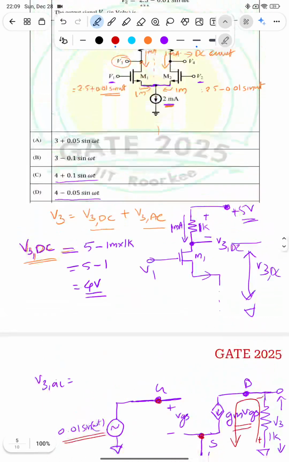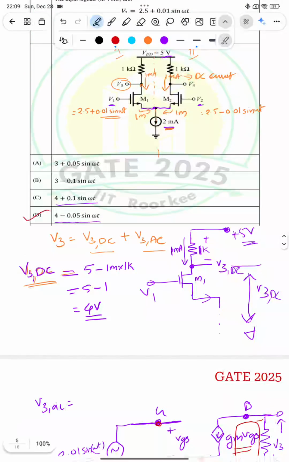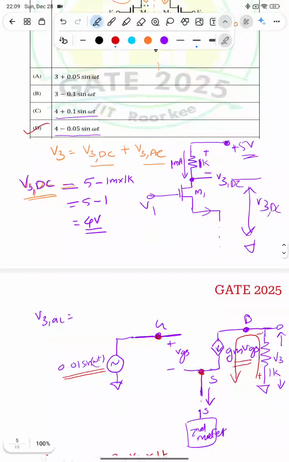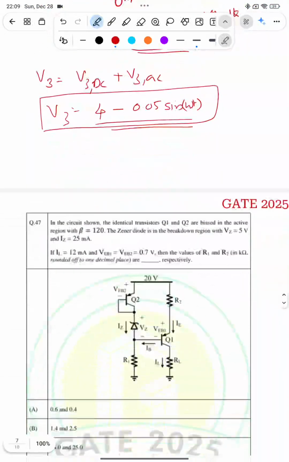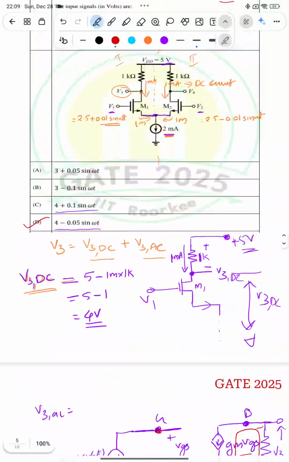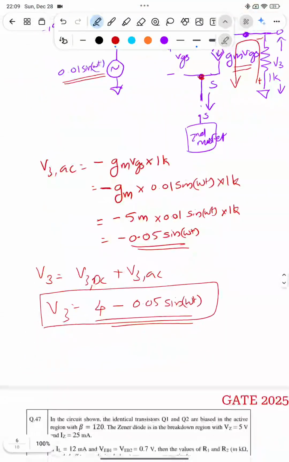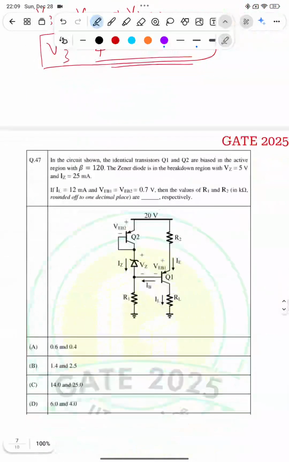Okay, so in the options it is option D: 4 minus 0.05 sin omega t. So that's how we solve this question. That was the third question. Now we'll see the next question, the fourth one.